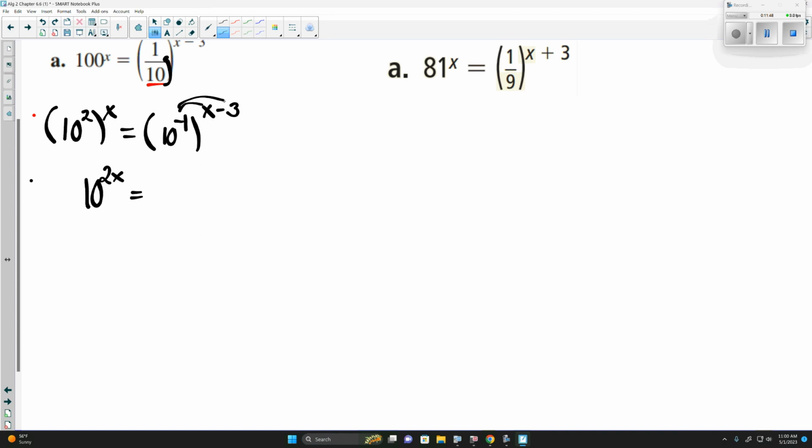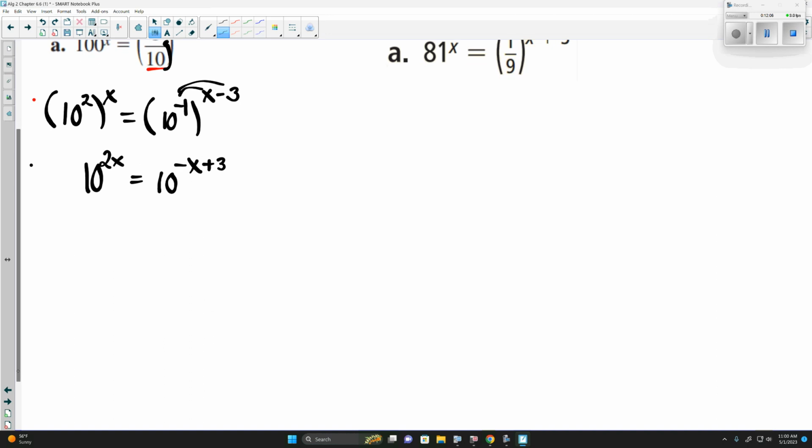So what this tells us is that we have 10 to the 2x is equal to, here we can multiply through, negative 1 times x is going to be negative x, negative 1 times 3 is going to be plus 3. So we're able to rewrite 100 to the x is equal to 1 over 10 to the x minus 3, as 10 to the 2x is equal to 10 to the negative x plus 3. Now, since the bases are the same, it means the exponents, 2x, has to equal negative x plus 3.